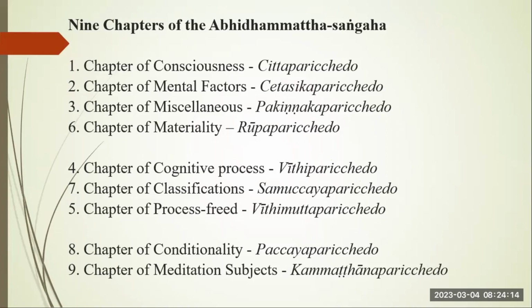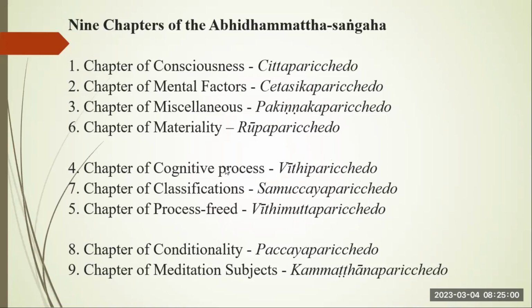Then, the chapter of miscellaneous also classifies the ultimate realities into 6 classes. In Pali we call Vedana, Hetu, Kicca, Dwara, Arambana, Vattu. Vedana means feelings. Hetu means root. Kicca means function. Dwara means door. Arambana means object. Vattu means basis. In this chapter, we will learn how to classify ultimate realities according to the roots, functions, doors, objects, and bases.